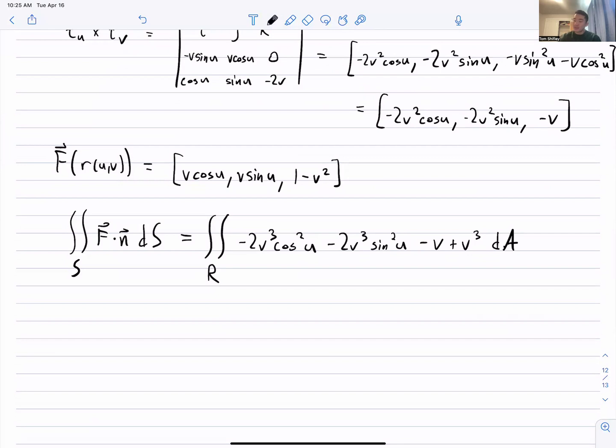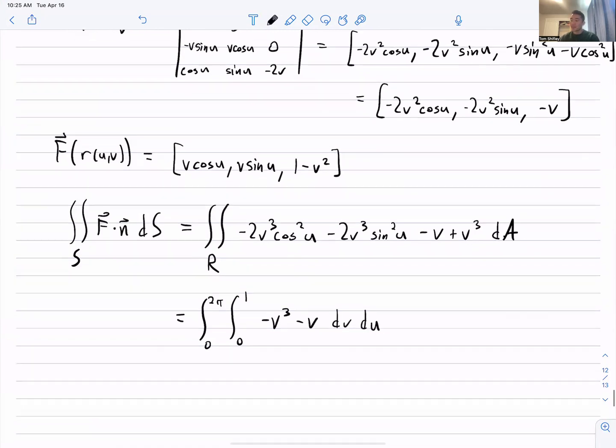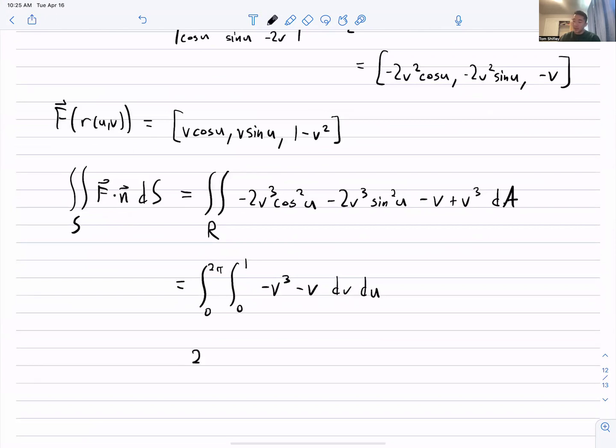Then we'll simplify this down and just evaluate. So u goes from 0 to 2 pi, v goes from 0 to 1. And then it becomes minus 2v cubed plus v cubed, so that's just minus v cubed, and then minus v, dv du. And so du just becomes 2 pi, and then times the antiderivative of this, which would be negative v to the 4th over 4 minus v squared over 2, evaluated from 0 to 1.